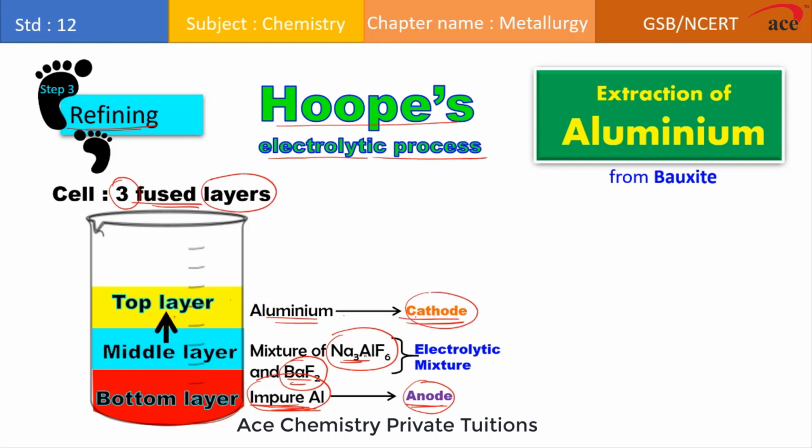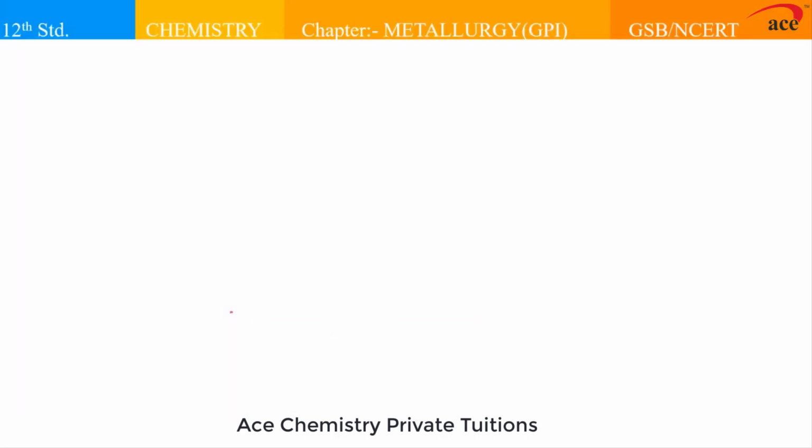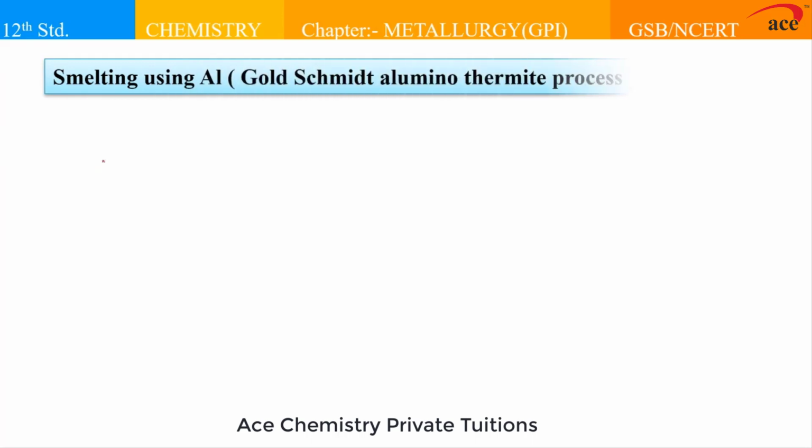From here, if you see, during the process, aluminium 3 plus ions from the bottom layer migrate and get deposited into what? Top layer. So what happens? The quantity of the top layer goes on increasing and the quantity of the bottom layer goes on decreasing. This is how we refine what? Aluminium metal.